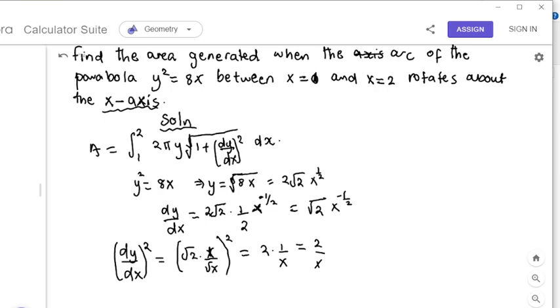In this formula it's saying the square root of 1 plus (dy/dx) squared, which is 1 plus 2 over x. If we apply LCM, we get x plus 2 over x. So this is what we multiply. But remember, it's the square root, so everything here is raised to power a half.